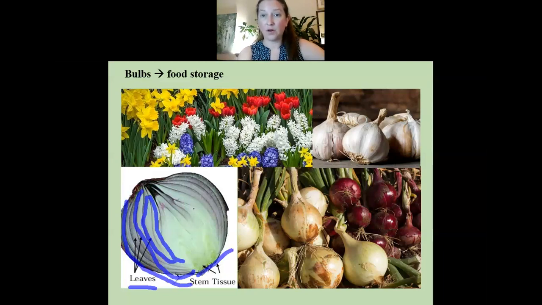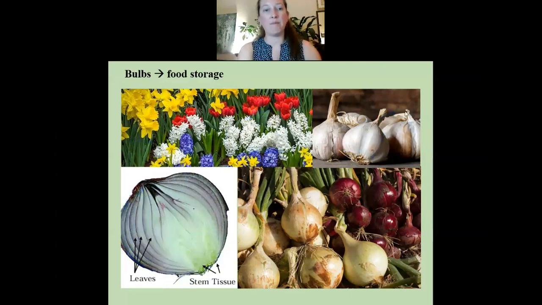Likewise, garlic is also an example of modified leaves. Each of these things are modified leaves for food storage. And a lot of your spring bulbs, your daffodils and your tulips and your hyacinths, all of your favorite spring bulbs are also examples of that modified leaf. So some leaves store water, some leaves have evolved to have spines, some leaves have evolved to store food.